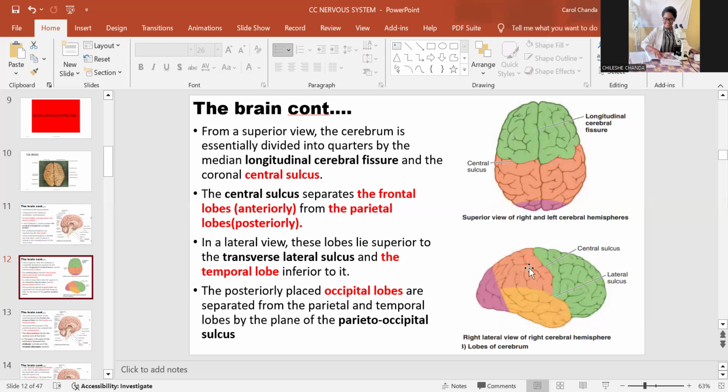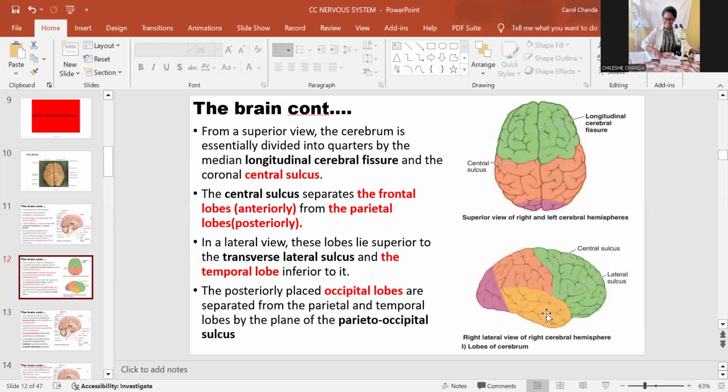So now, in the lateral view, this was the superior view, and then we have the lateral view over here. In the lateral view, these lobes lie superior to the transverse lateral sulcus. So these two lobes will lie superior to the lateral sulcus. The lateral sulcus is the one that separates the parietal lobe and the frontal lobe from the temporal lobe here. So the lateral sulcus here is what will separate the parietal and the frontal lobes from the temporal lobes.